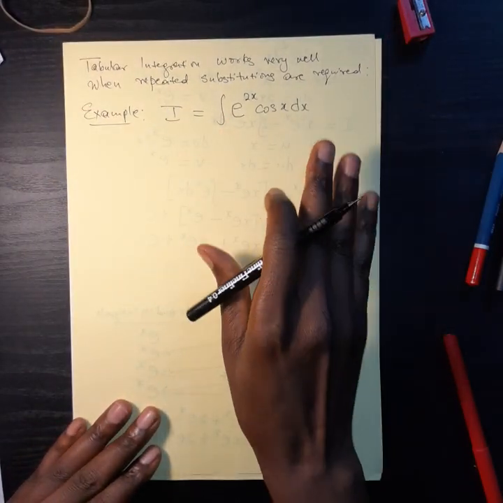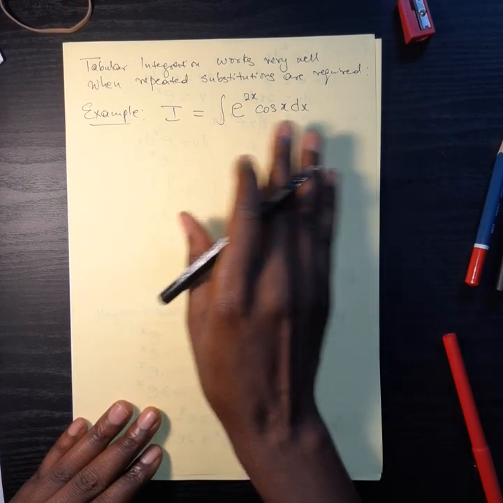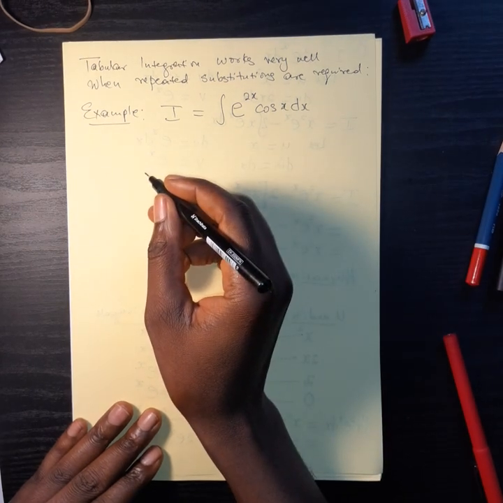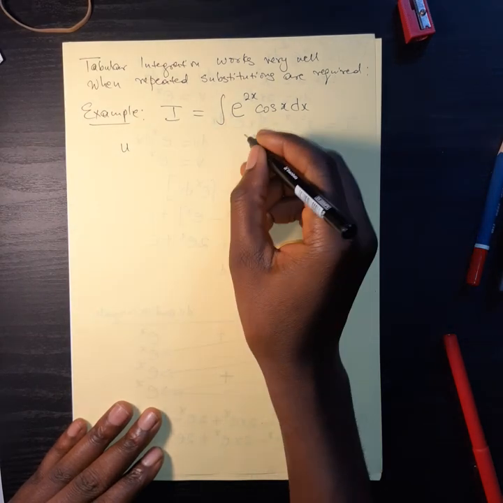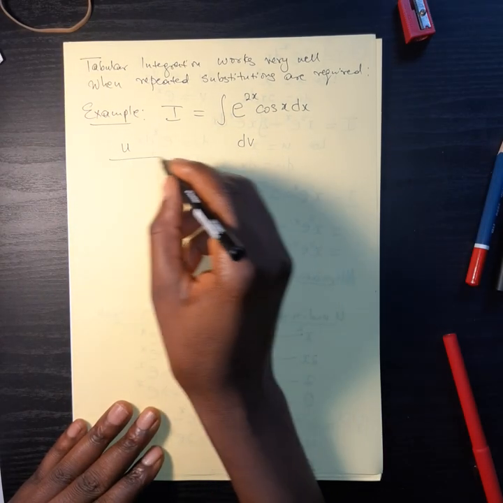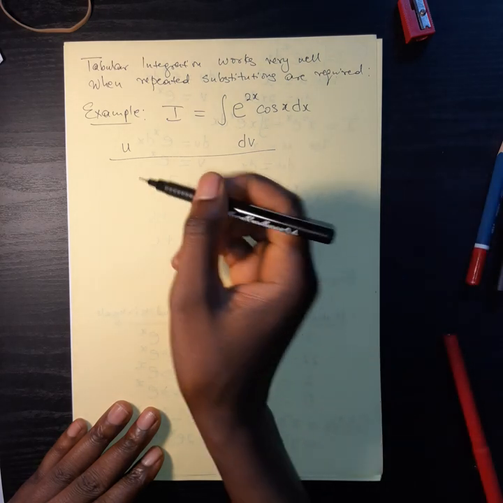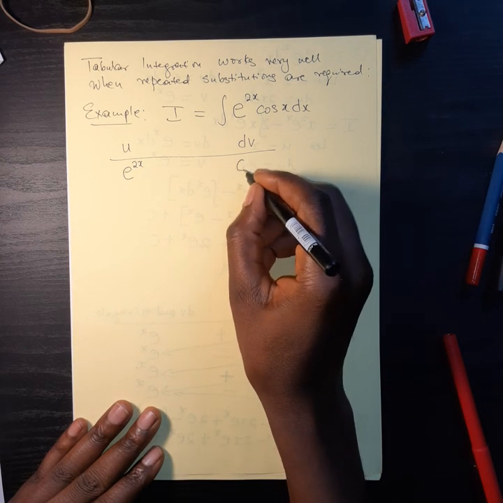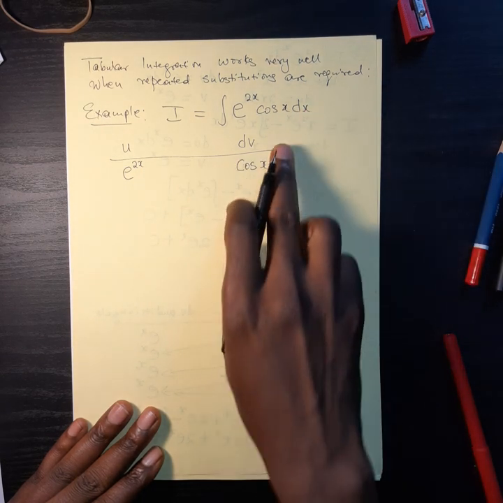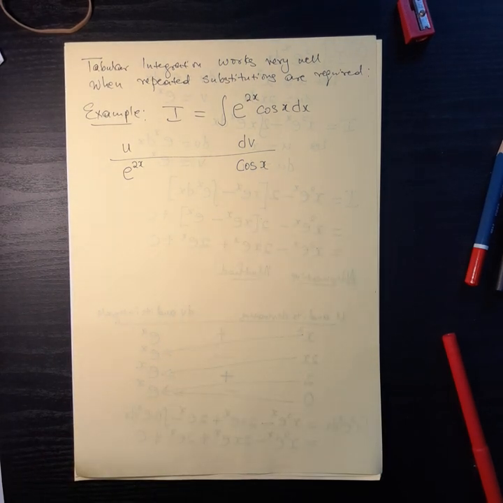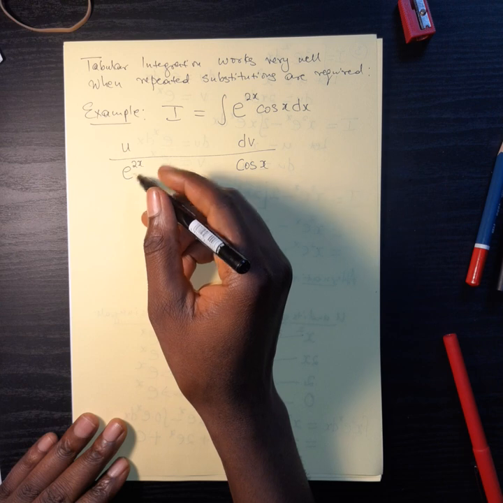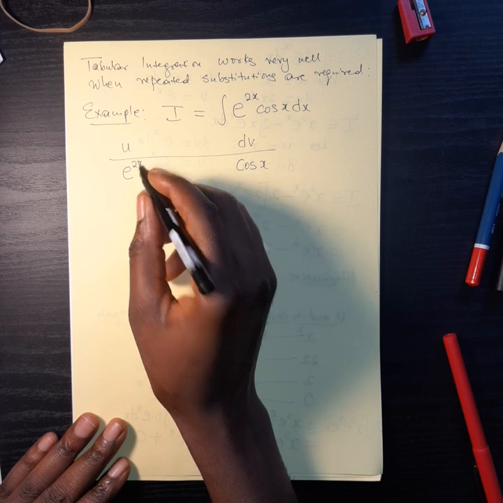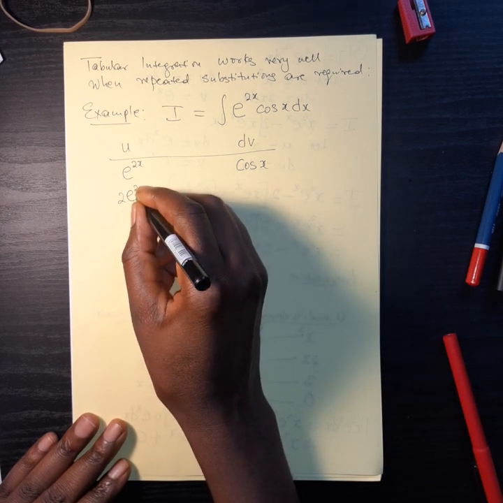So in this case, we must identify our u, we must identify our dv. So if we are using our tabular method, we will have our u, we will have our dv. What is our u in this case? From those priorities, u must be e to the power of 2x. Our dv must be cosine of x. We don't write dx here. We just identify them like that. Then this one we differentiate. The derivative of e to the power of 2x is e to the power of 2x times 2 according to chain rule. So it will be 2 e to the power of 2x.